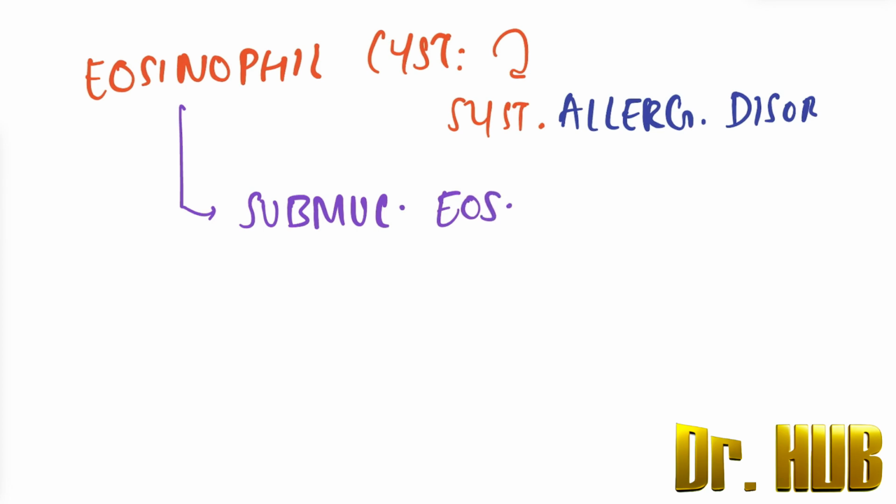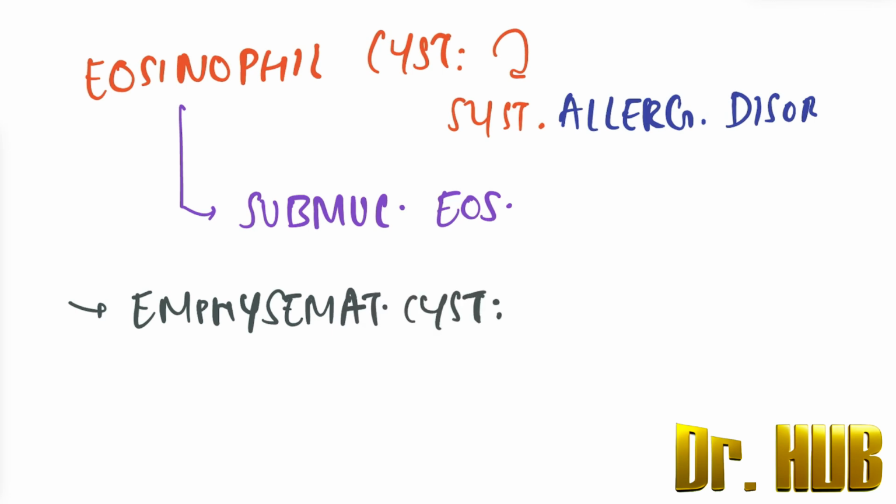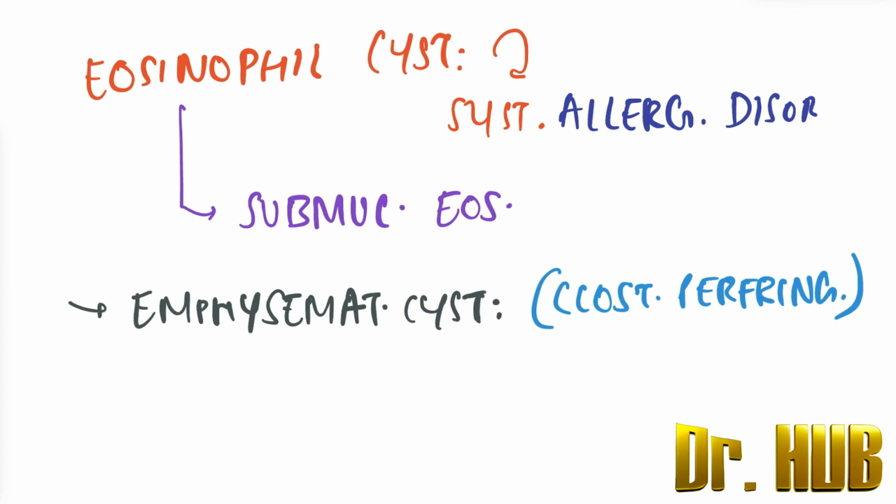Then we look at emphysematous cystitis. Under emphysematous cystitis, the etiology is Clostridium perfringens, and the characteristic feature is that it is associated with diabetes.